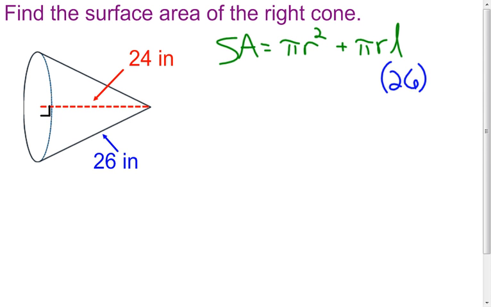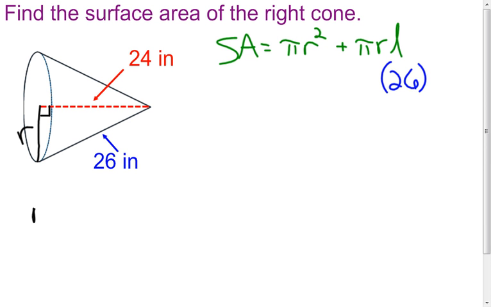And I'm going to draw in my radius. One place I could draw it in would be right there. The reason I put it there is because that makes a right triangle. I can use the Pythagorean theorem again to figure out how long this radius is.